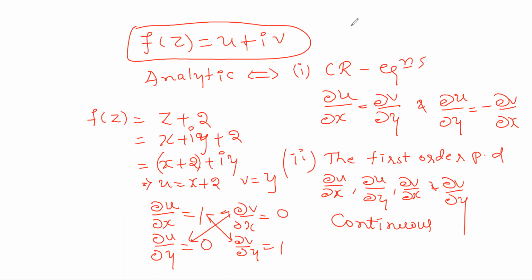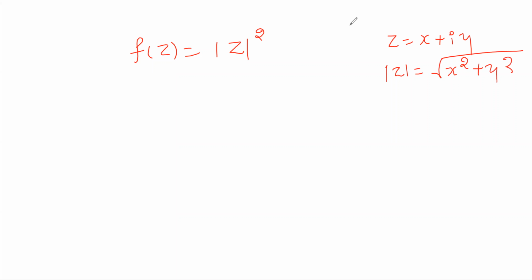Is it clear? Yes, sir. Okay, I'll take one more example. F of z equals mod z square. If z equals x plus iy, then mod z equals square root of x square plus y square, that is, the square root of real part square plus imaginary part square. That is the modulus value. And the complex conjugate z bar is x minus iy; you just change the sign of the imaginary part.